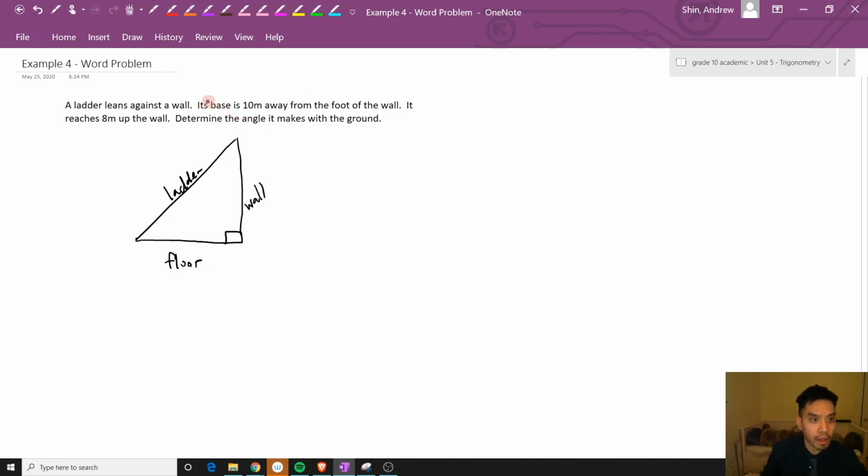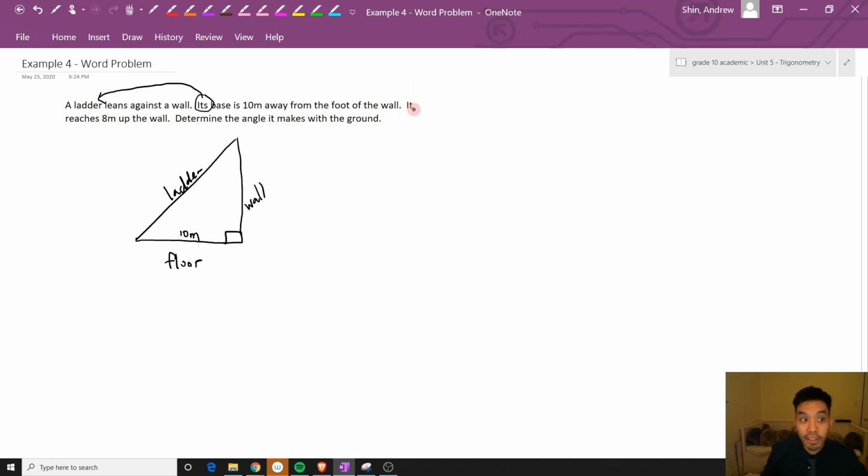So its base, I don't know if you guys remember from all that literacy blitz that we did, its refers to the ladder. So the base of the ladder, which is the bottom of the ladder, is 10 meters away from the foot of the wall. So this is going to be 10 meters right here.